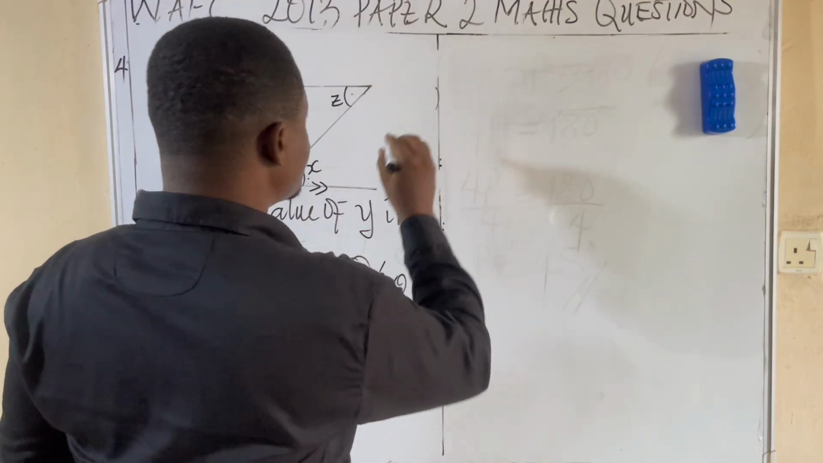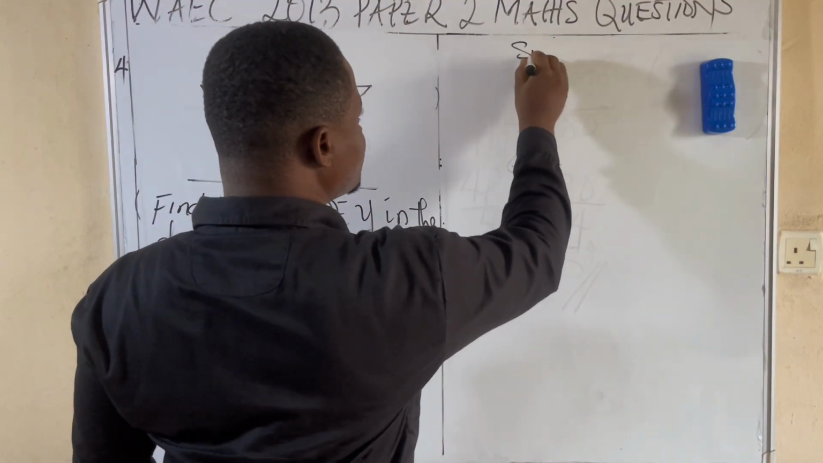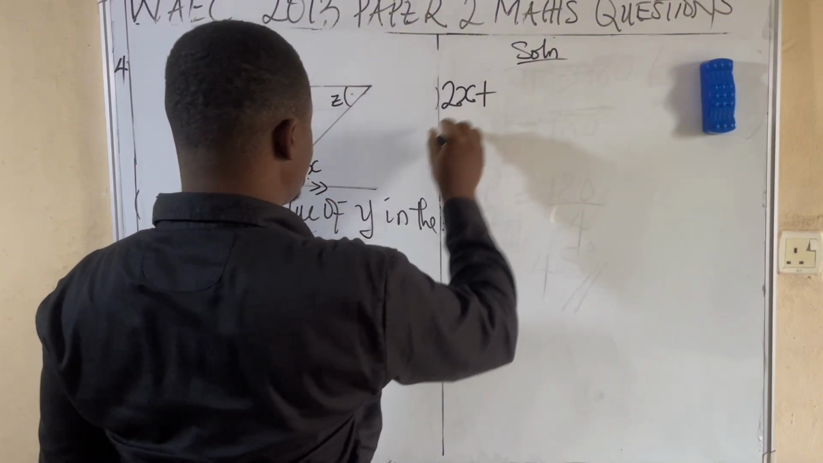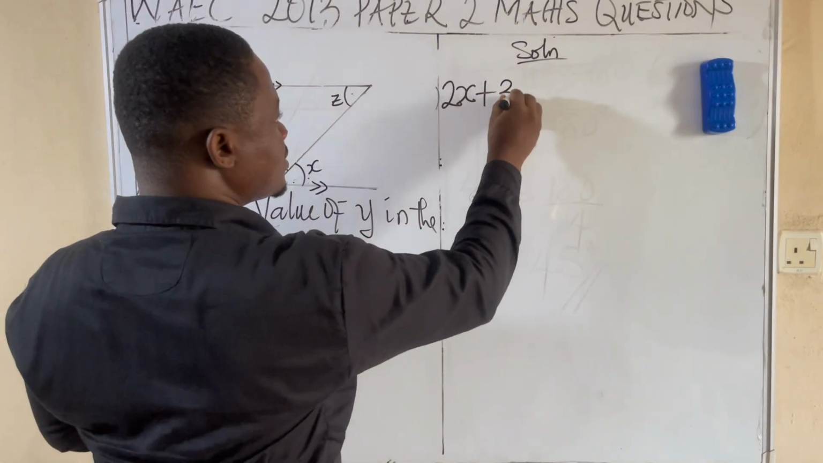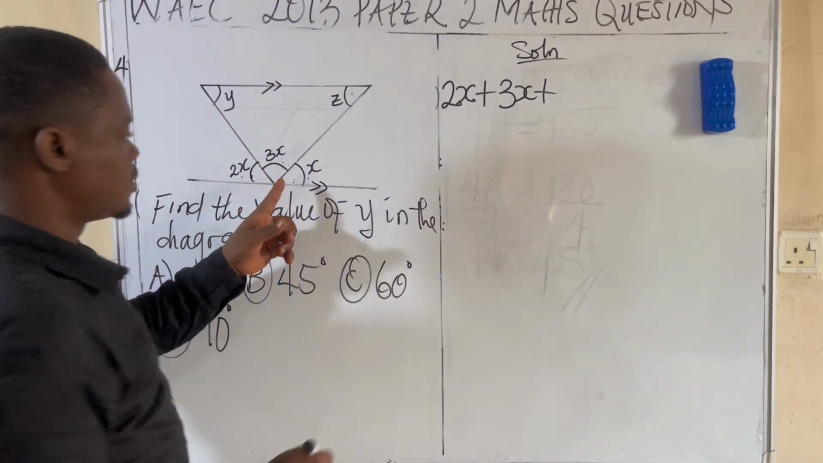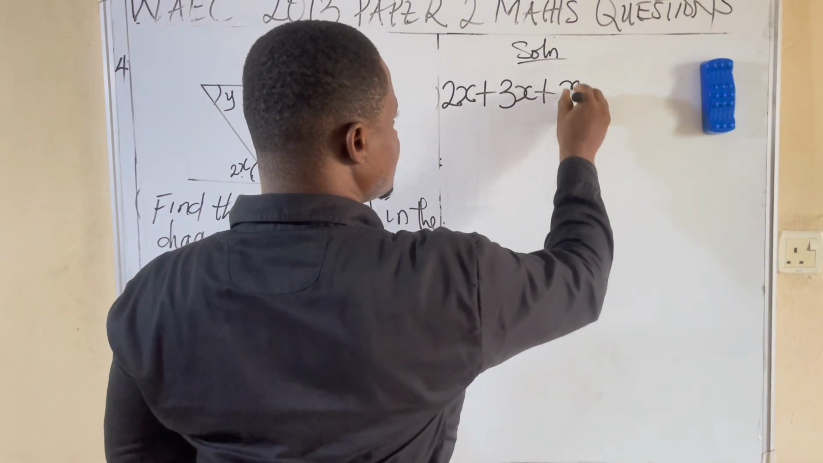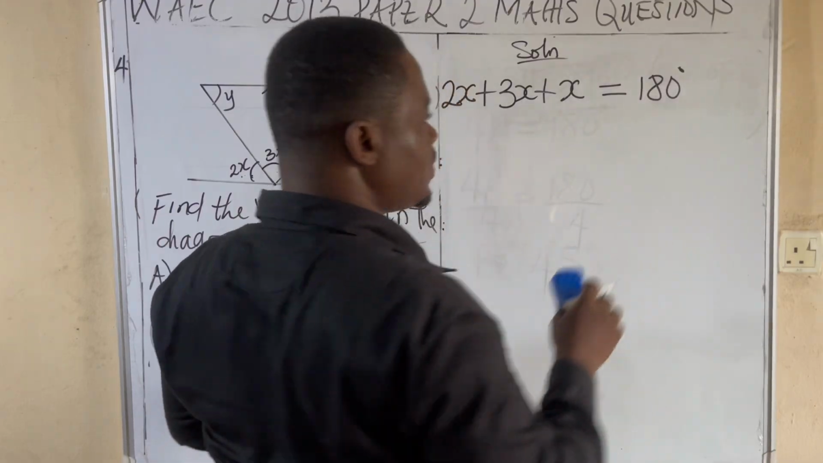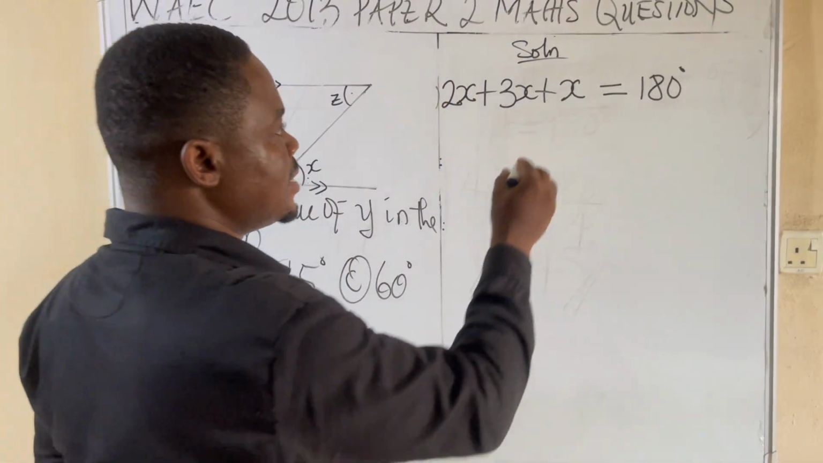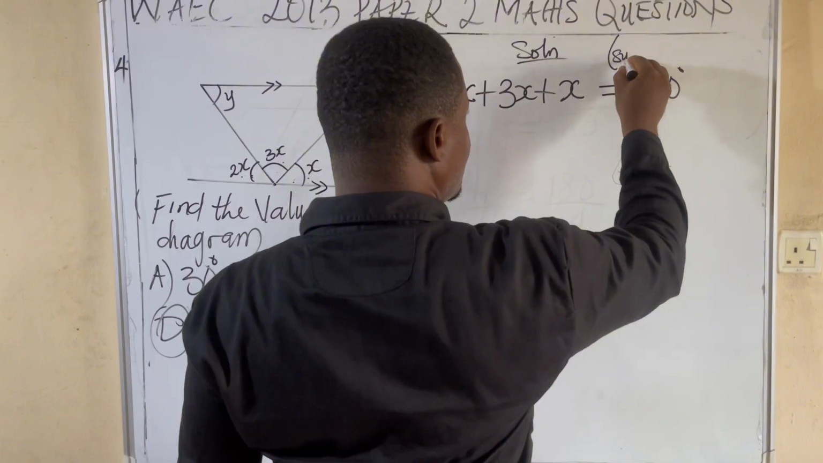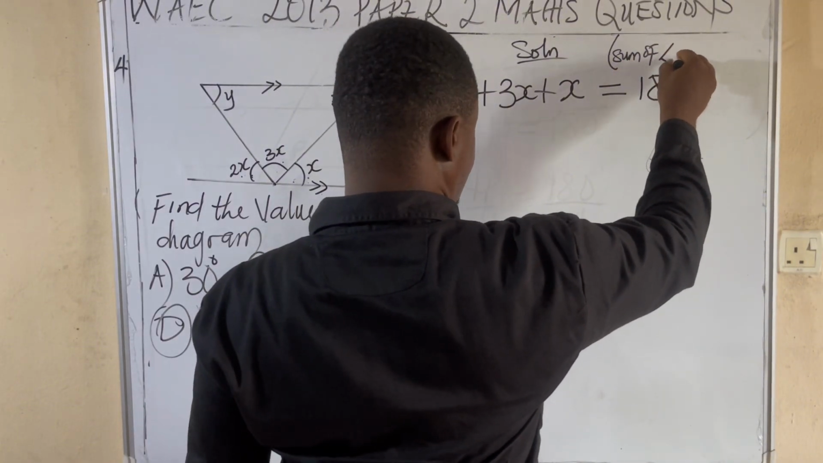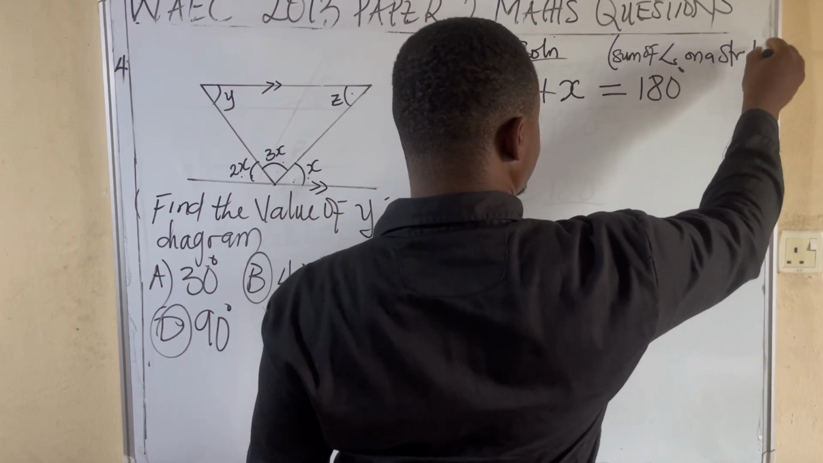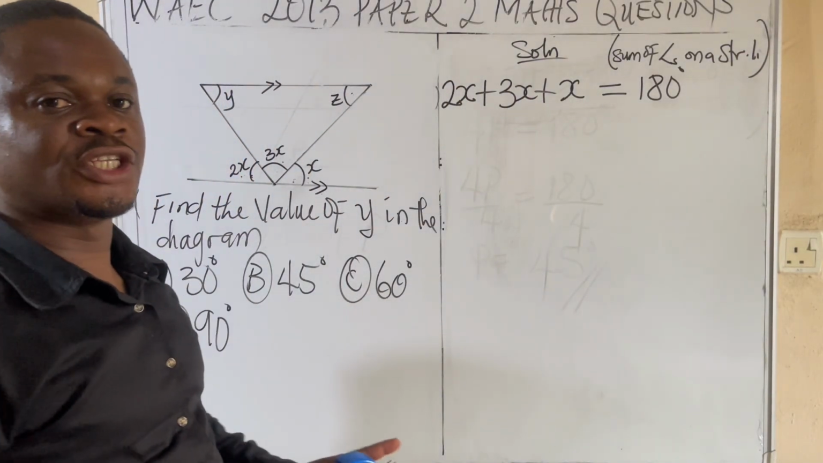So we have 2x plus 3x plus x is equal to 180 degrees. Now what is the reason behind it? The sum of angles on a straight line.